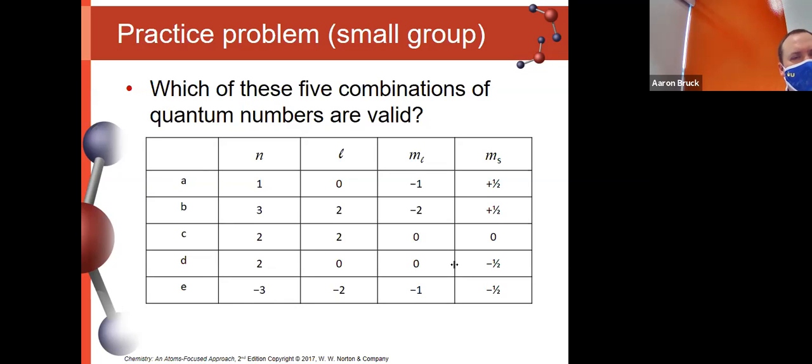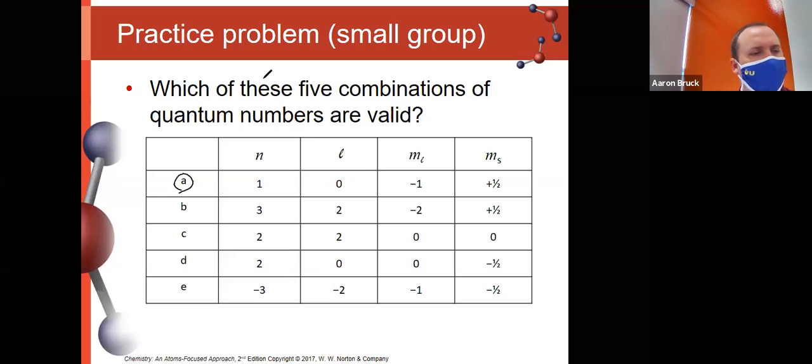Now, to answer those questions, what we have to think about is not so much what the numbers represent, but what the possible allowed values of a quantum number are, given the other quantum numbers. Just as a starting point, let's look at letter A. Letter A starts with a principal quantum number, n, of 1. Is that possible? Can we have a first energy level? Yeah, so that part's okay.